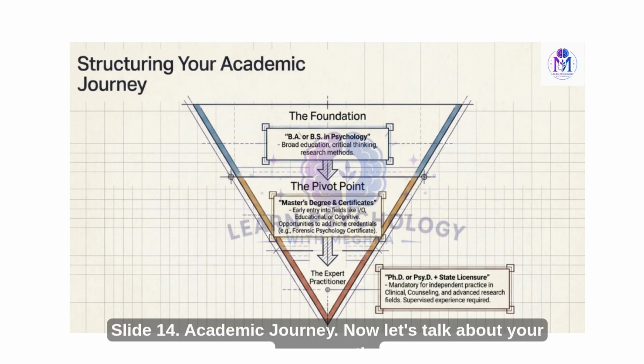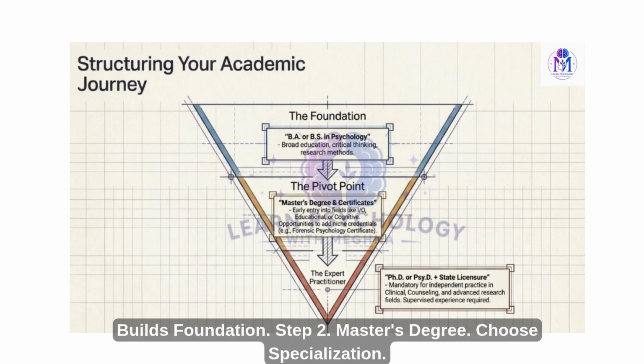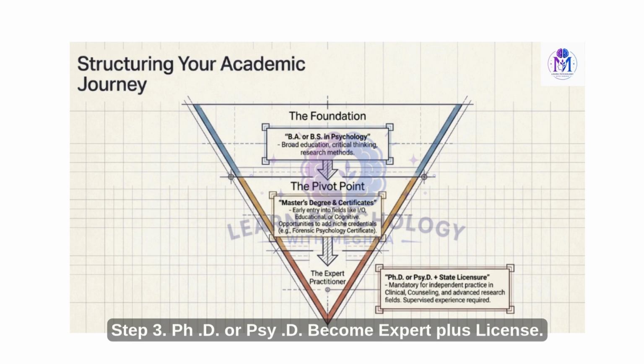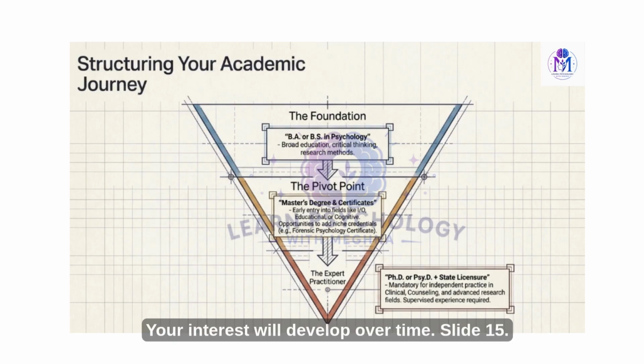Slide 14. Academic journey. Now let's talk about your career path. Step 1. Bachelor's degree, BA, BSc. Builds foundation. Step 2. Master's degree. Choose specialization. Step 3. PhD or PsyD. Become expert plus license. Important. You don't need to decide everything at the beginning. Your interest will develop over time.